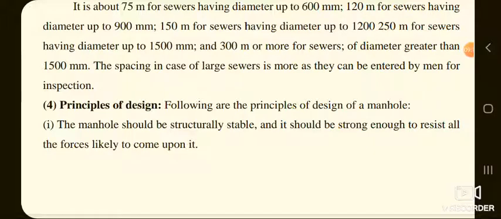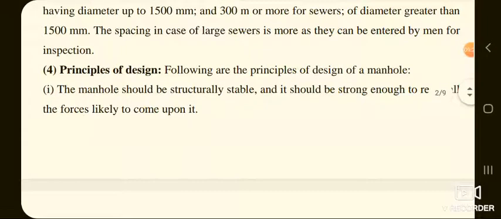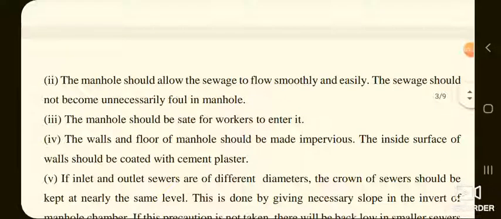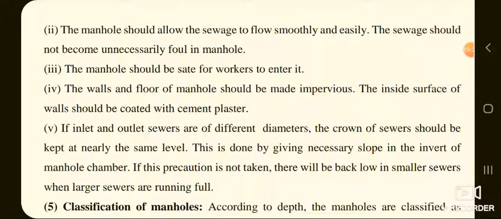Now come to the principles of design here. Few of the principles of design of manhole are, first one among them is the manhole should be structurally stable and it should be strong enough to resist all the forces likely to come upon it. Second one is the manhole should allow the sewage to flow smoothly and easily. The sewage should not become unnecessarily foul in manhole.